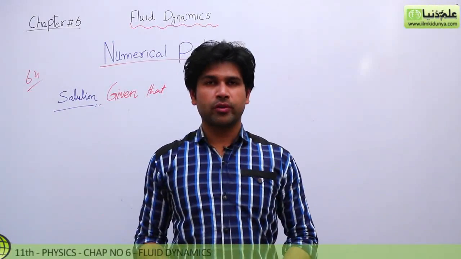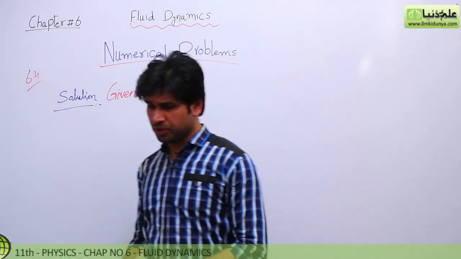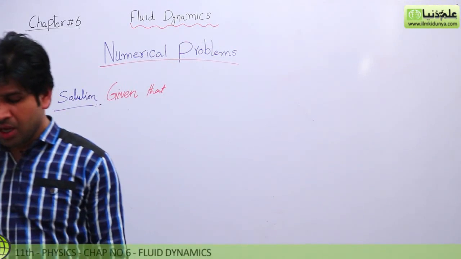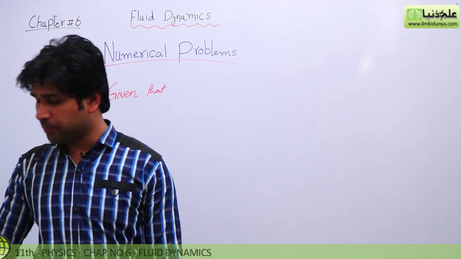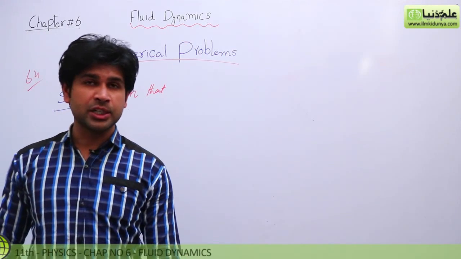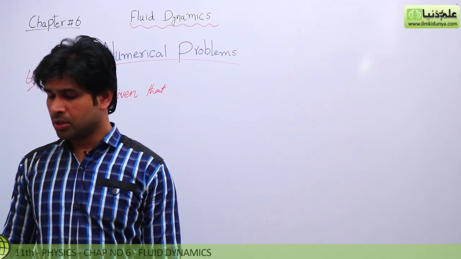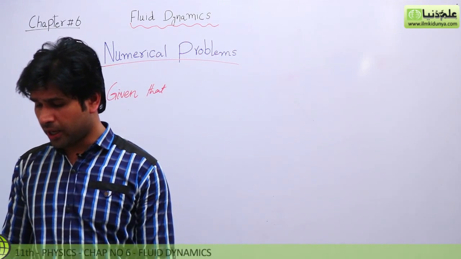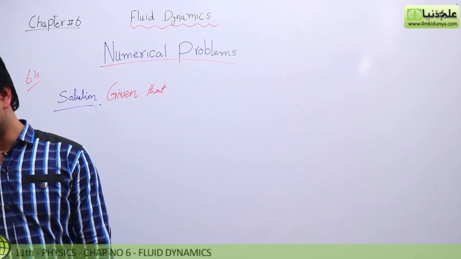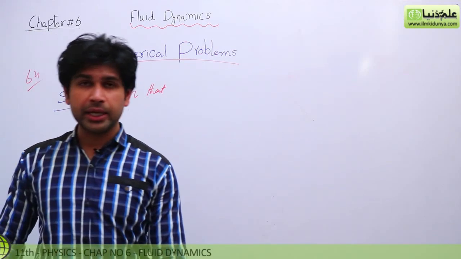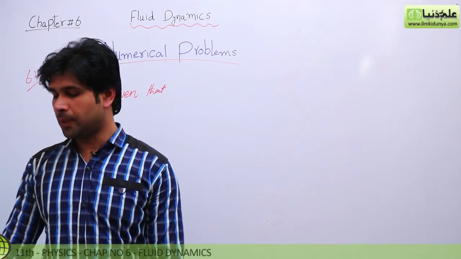Dear learners, now we are going to solve the next numerical problem, which is 6.4. The statement of numerical problem 6.4 in your textbook is: water is flowing smoothly through a closed pipe system. At one point the speed of water is 3.0 meter per second, while at another point 3.0 meter higher the speed is 4 meter per second. If the pressure is 80 kilopascal at the lower point, what is the pressure at the upper point?